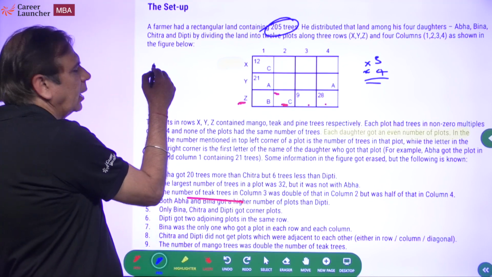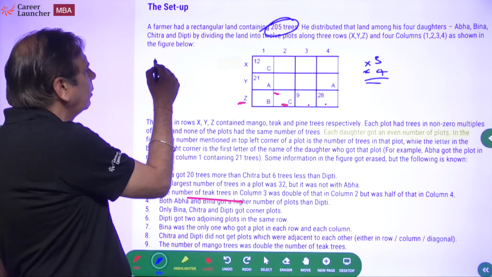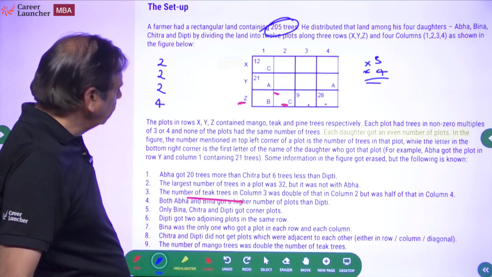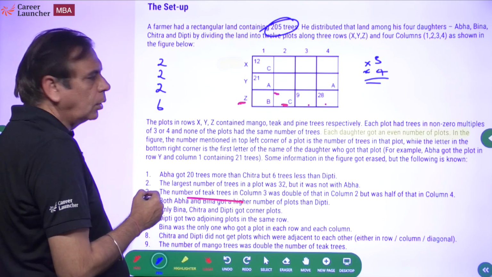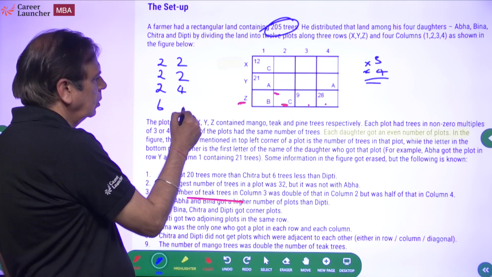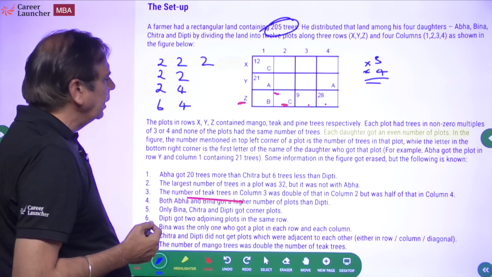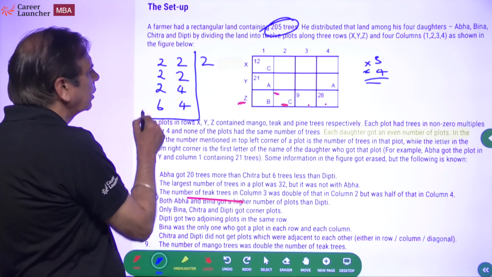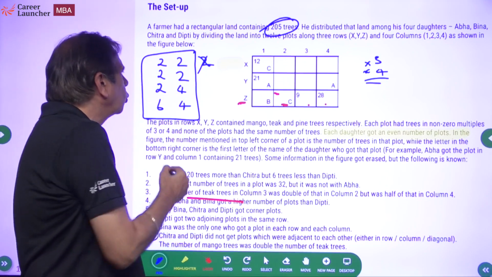That means if I look at the 4 daughters, 12 plots to be distributed among 4 children and each of them getting even plots, it could be 2, 2, 2, 6. What else could be there? 2, 2, and then it could be 4, 4. Okay. Can it be 1, 2 and the remaining 3? Can it be 1, 2 and then 4, 4, 4? No. So the only 2 cases possible in terms of number of plots are 2, 2, 2, 6 or 2, 2, 4, 4.